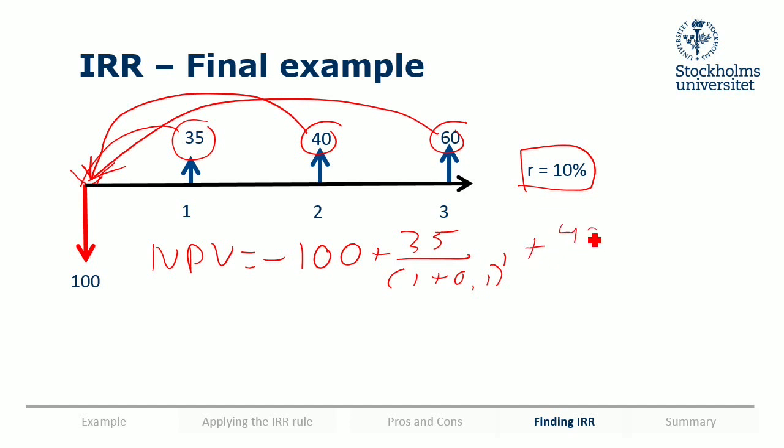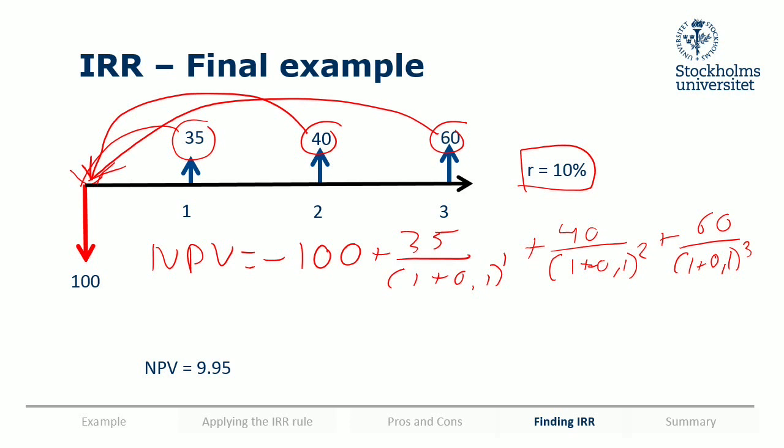Then we add the second year cash flow, 40, divided by 1 plus 0.10 to the power of 2. And then we add the last year's cash flow, 60, divided by 1 plus 0.10 to the power of 3. If we compute this, we find that the NPV equals 9.95.